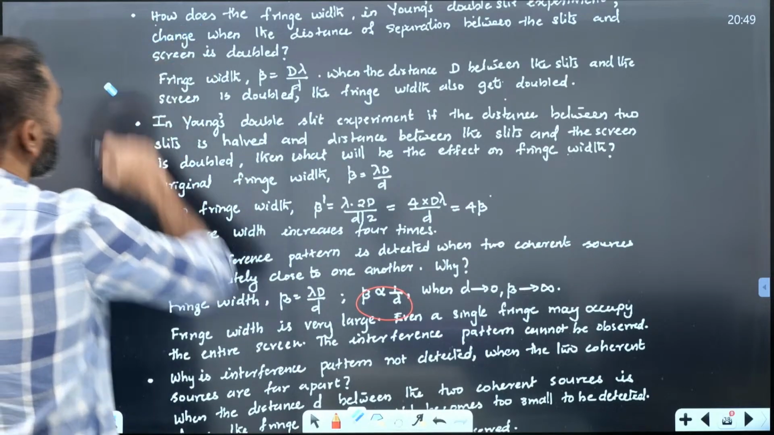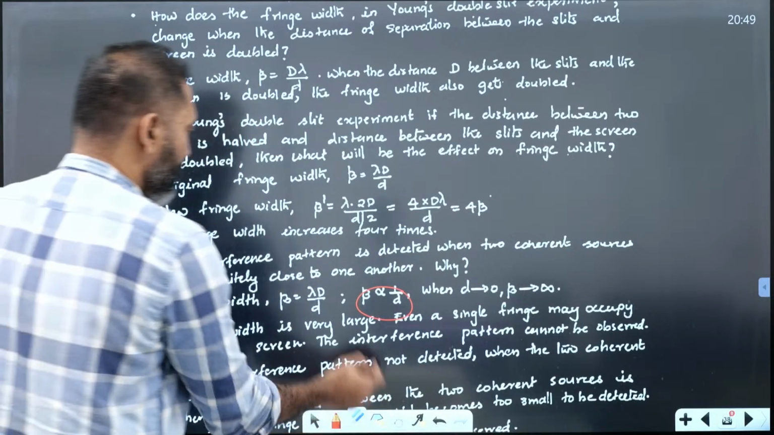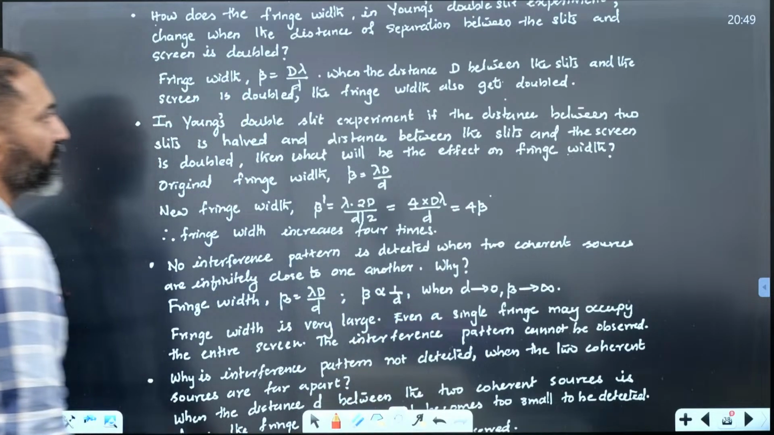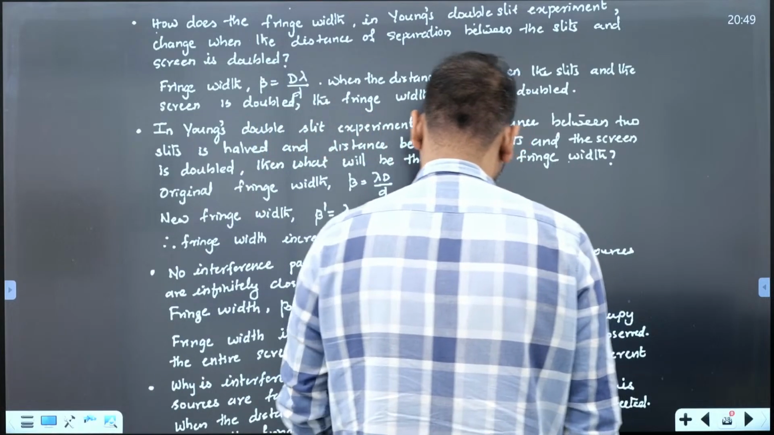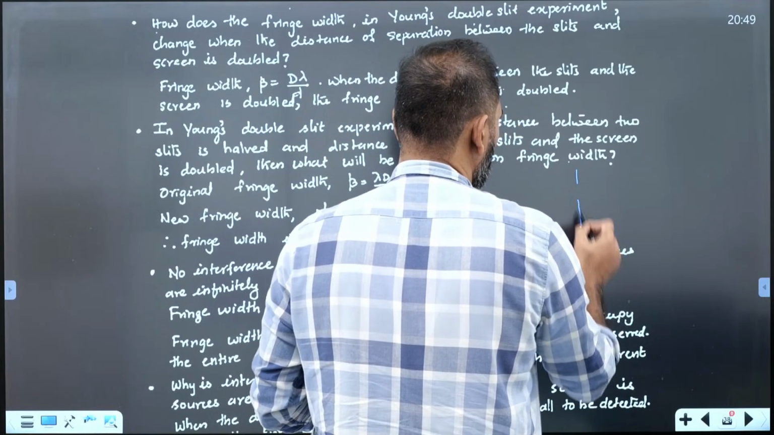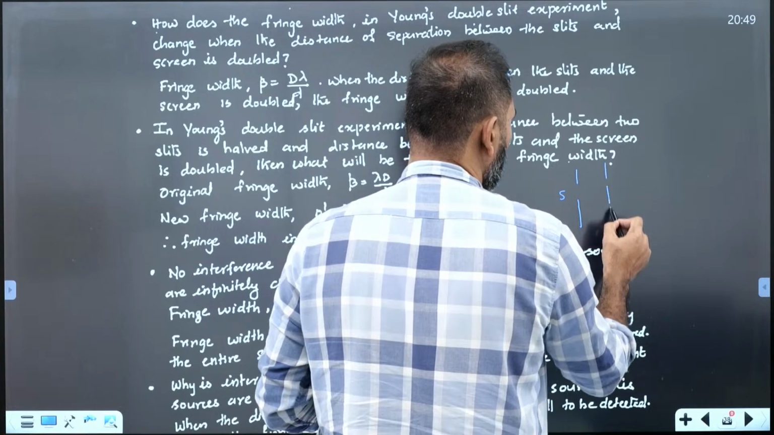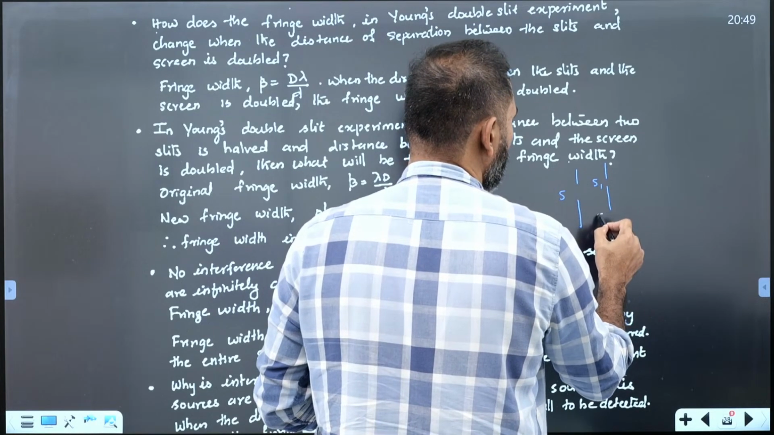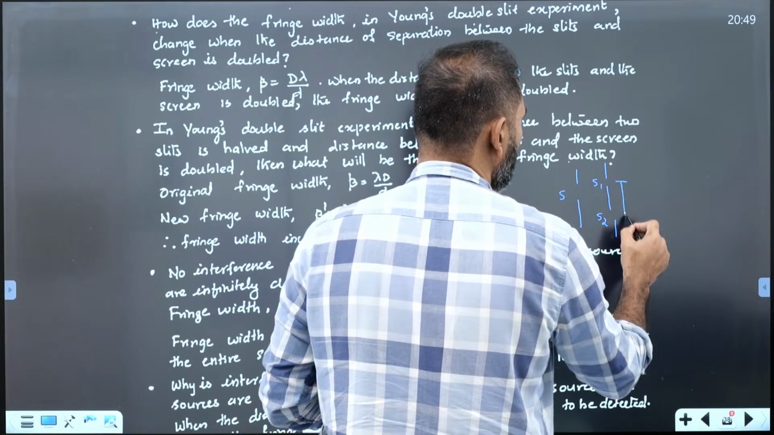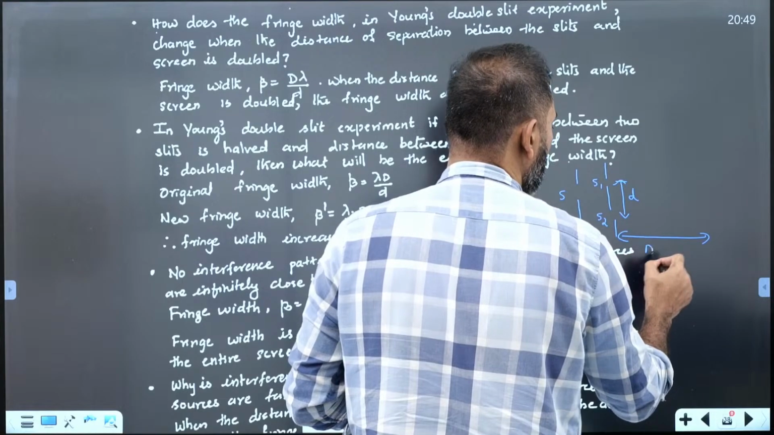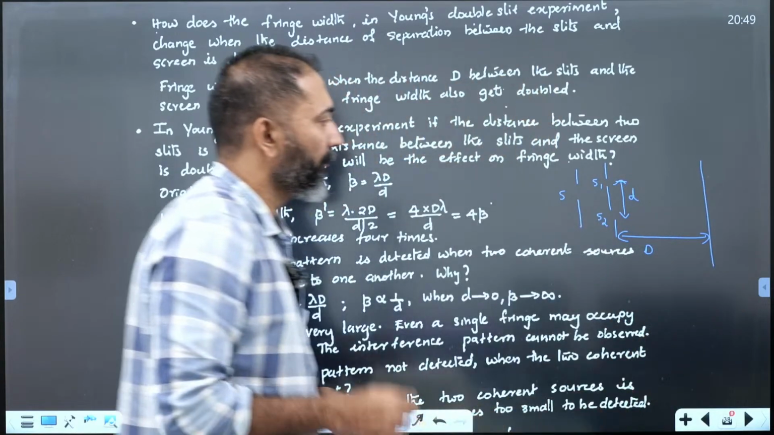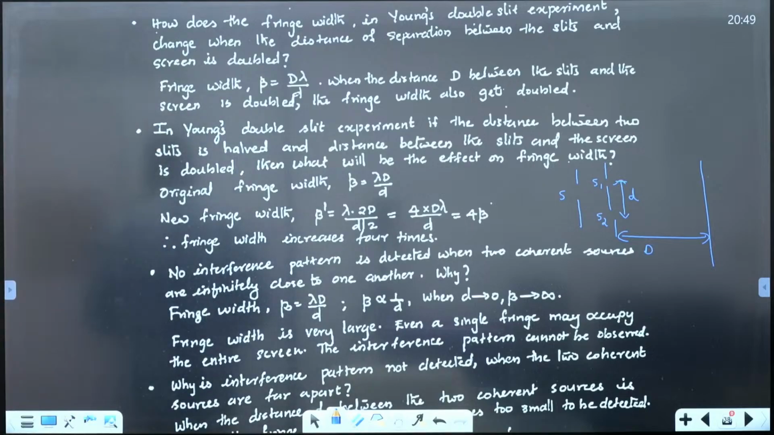Remember, capital letter D is the distance between coherent sources and the screen, and small letter d is the distance between the two coherent sources. I should draw the figure one more time. S is the monochromatic source of light, S1 and S2 are coherent sources. The distance between coherent sources is small d. The distance between coherent sources and the screen is capital D. Note all these questions, important application level questions.